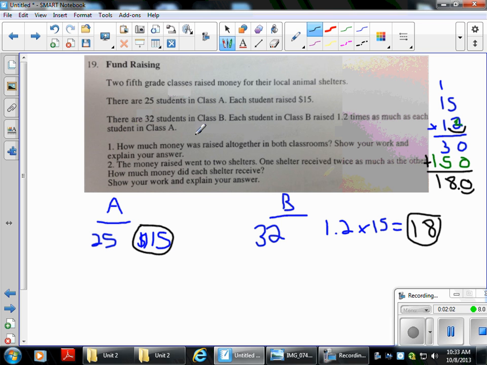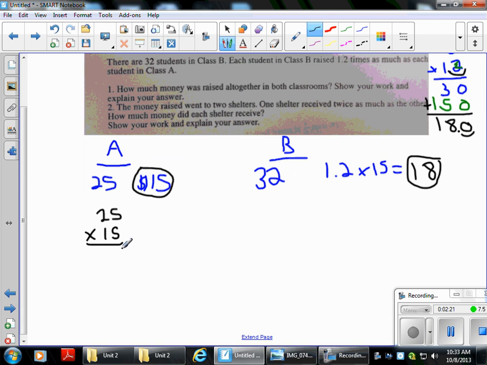Well, let's see what the next question is. How much money was raised altogether in both classrooms? So we're going to have to do 25 times 15 to see how much was raised in Class A. And then I will do that here. We have 5 times 5, we have 25. 5 times 2, we have 10. Plus 2, we have 12.